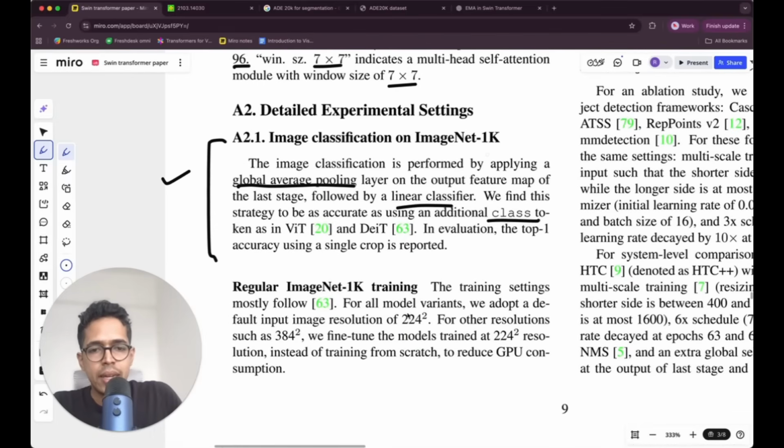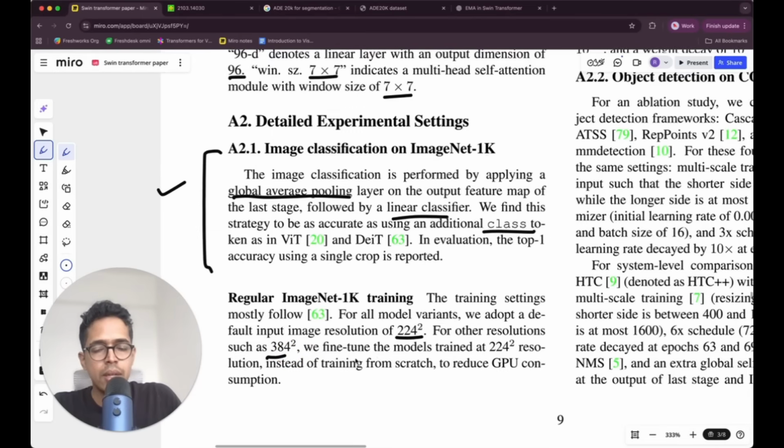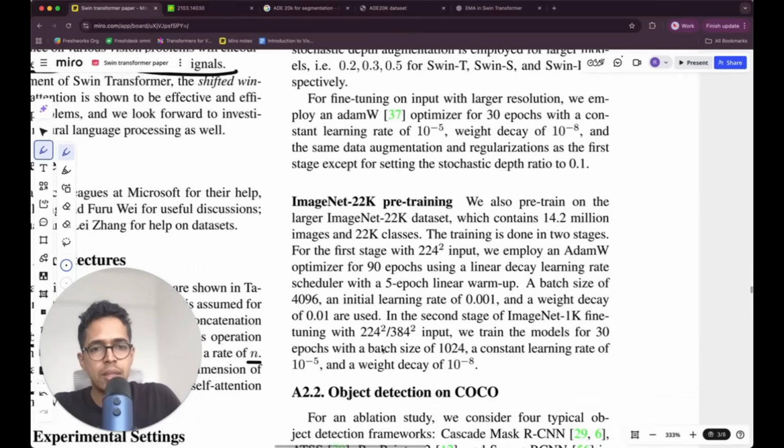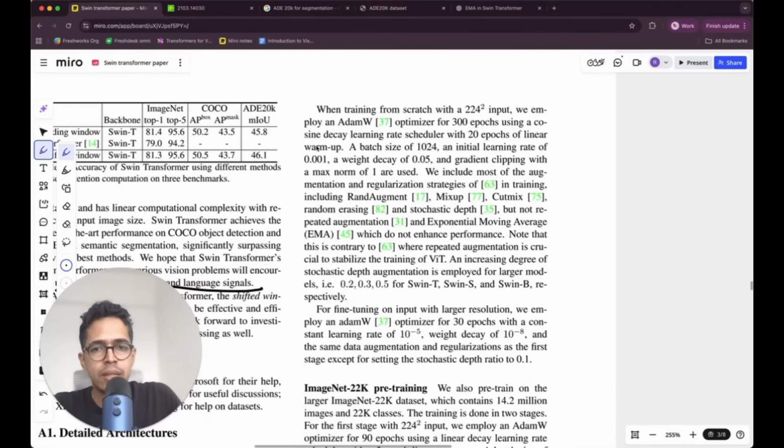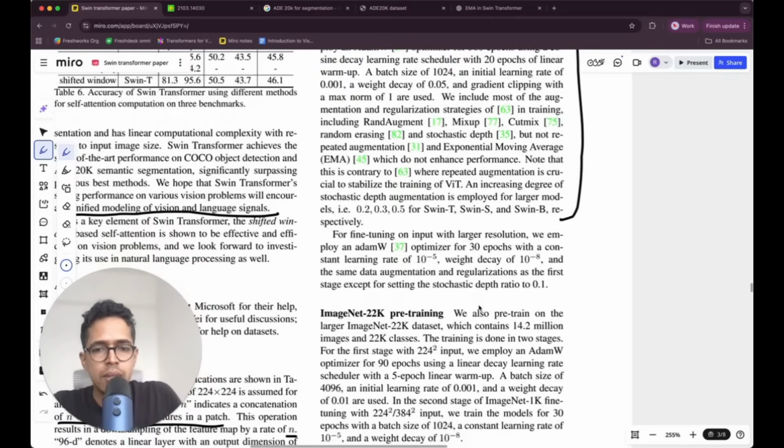For regular ImageNet 1K training, we adopt 224 by 224. For other resolutions such as 384, we use fine-tuned models trained at 224 resolution instead of training from scratch. These are just some details about their implementation, some experimental details. Unless we are actually implementing this in practice, I don't think we need to spend too much time on this.